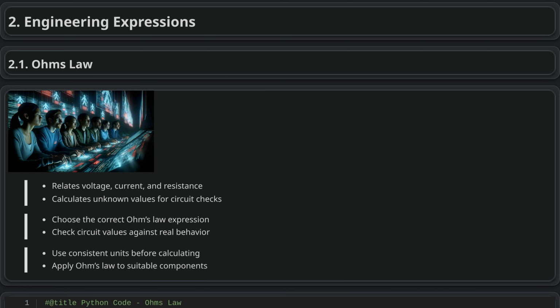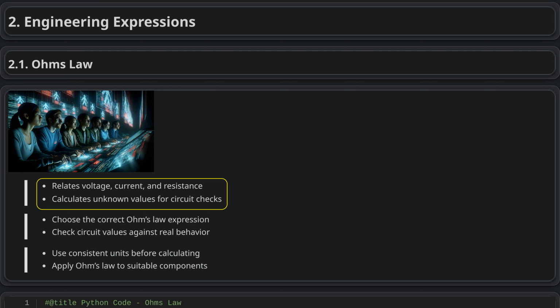Engineering expressions. Ohm's law. Ohm's law explains how voltage, current, and resistance are connected in simple circuits. Voltage drives charge flow, current measures that flow, and resistance limits it. With resistance unchanged, more voltage means more current. With voltage unchanged, more resistance means less current.